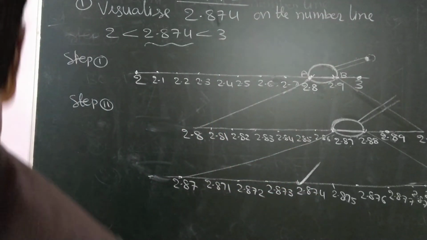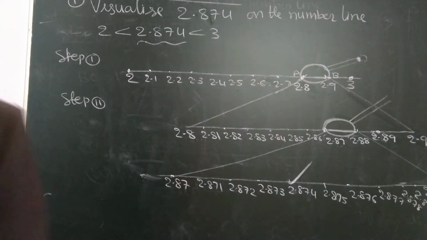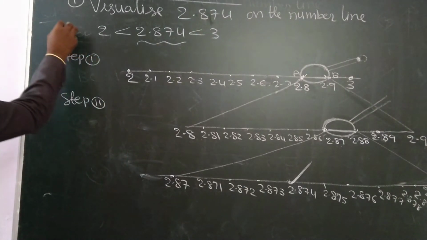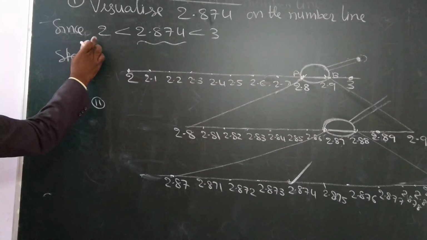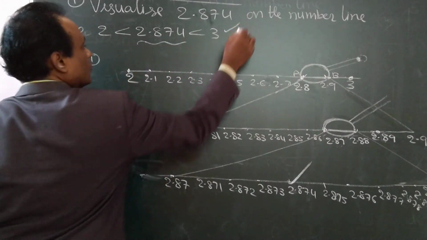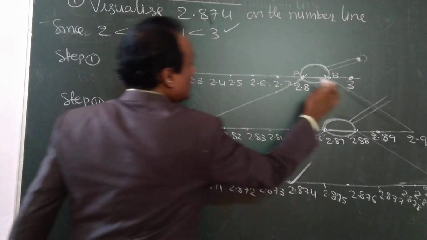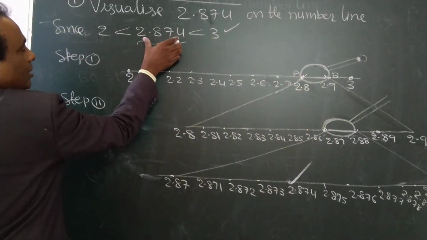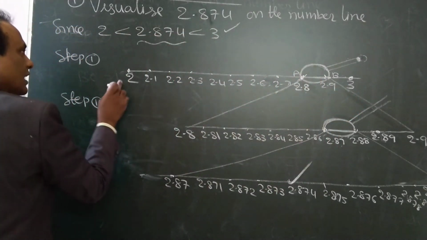First write down, since this given number lies between 2 and 3. Write down this. Why do I take 2 and 3? This is the explanation: because our number is between 2 and 3. And then write down step 1.